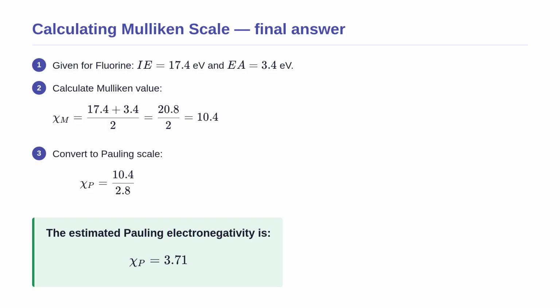To convert this absolute measure into the relative Pauling scale, we divide by the conversion factor of 2.8. This gives a final estimated value of 3.71, which is very close to Pauling's officially assigned value of 4.0.